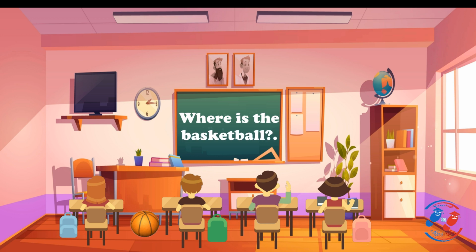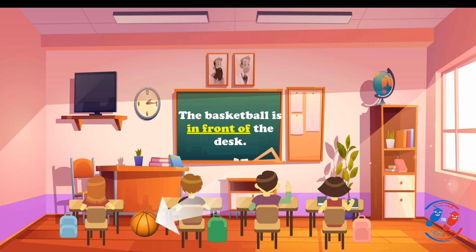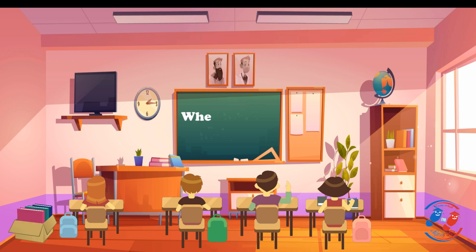Where is the basketball? The basketball is in front of the desk. Where are the books? The books are in or inside the box.